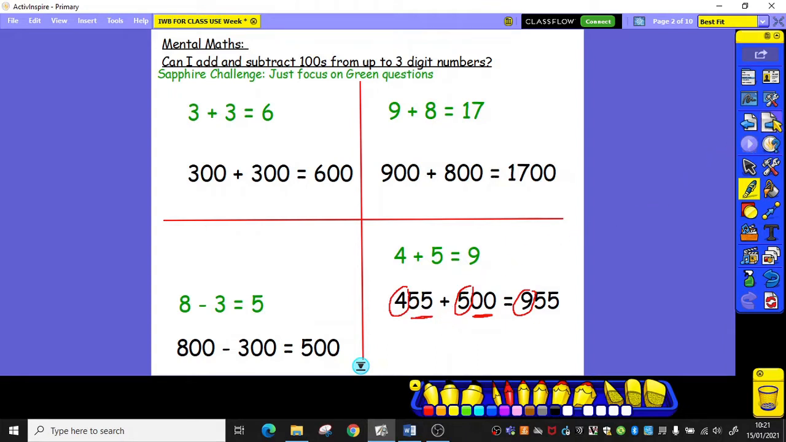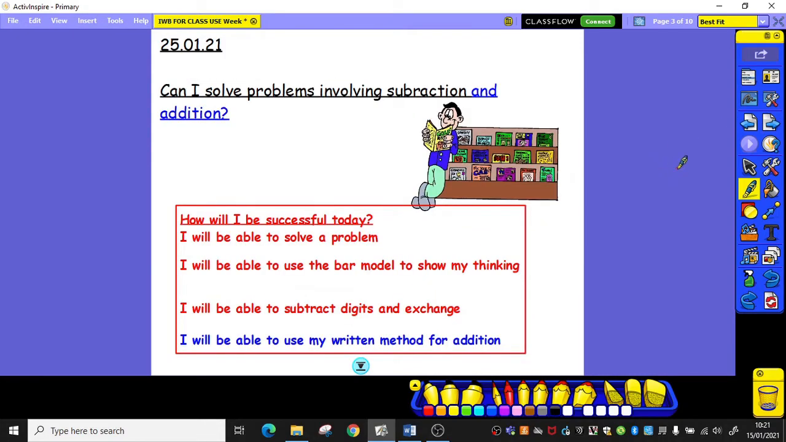So once you've marked your answers, please move on to the input for today. Now, for all of us today, we're going to be solving problems involving subtraction, and some of us are going to need to use addition as well. That's why I've written that part in blue.